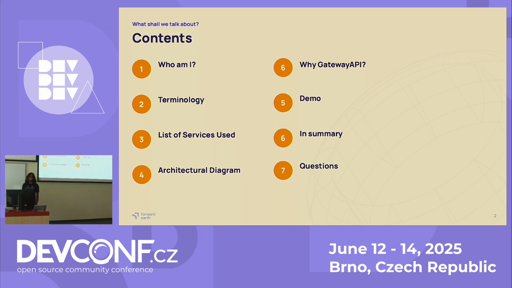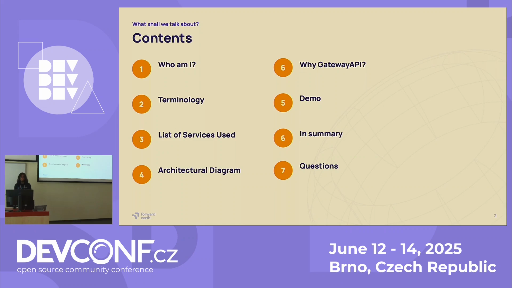In terms of what we shall talk about today, just in brief, start off with a quick introduction of who I am. We'll go into some terminology so that we're all speaking the same language. I'll briefly mention some services that are used to enable this automation and so-called Kubernetes manner. We'll speak briefly about the architecture of the solution, or architecture of the demo that I'll be providing today. I'll then try to justify why Gateway API.